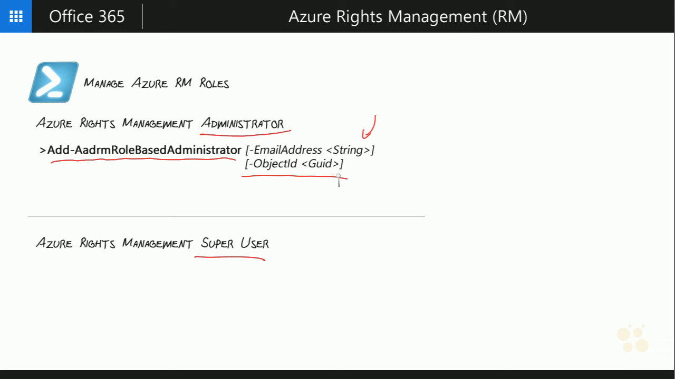But by granting this administrator role to a security group, you have a much easier way to manage who does and does not have access to ARM, because you can simply add and remove users to that security group from the Office 365 portal interface.